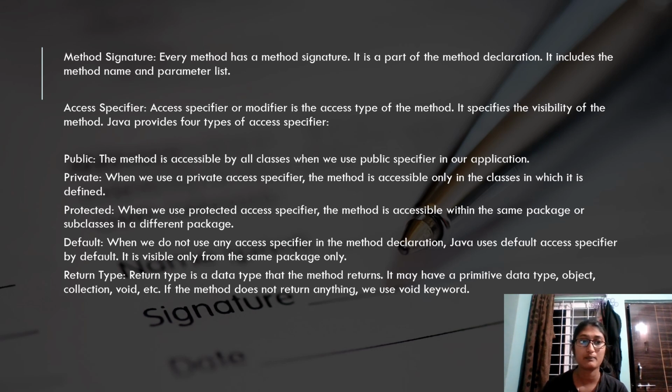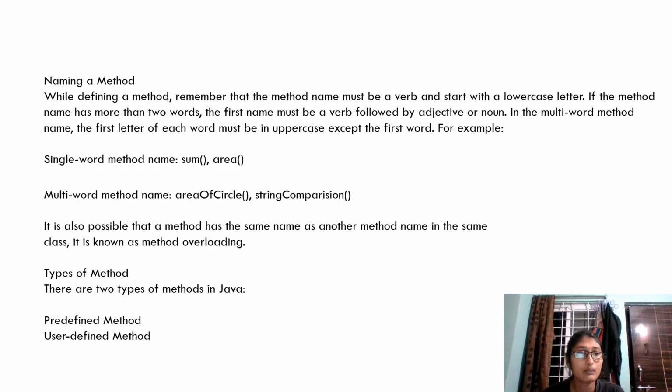Return type. Return type is a data type that the method returns. It may have a primitive data type, object, collection, void, etc. If the method does not return anything, we use the void keyword. Method name. While defining a method, remember that the method name must be a verb and start with a lowercase letter. If the method name has more than two words, the first must be a verb followed by an adjective or noun. Here is an example and syntax.